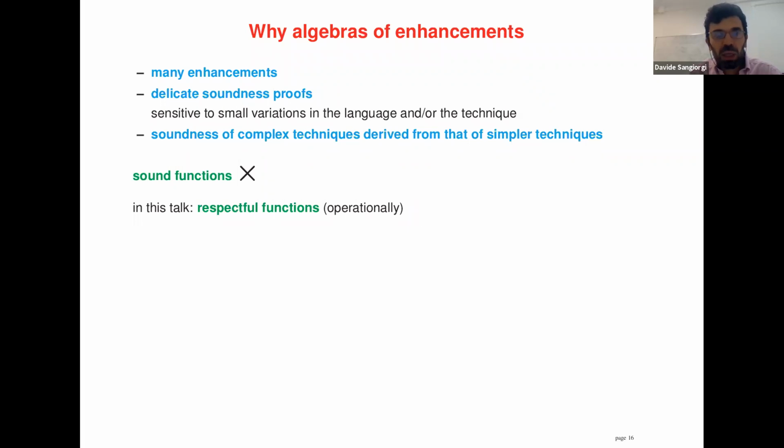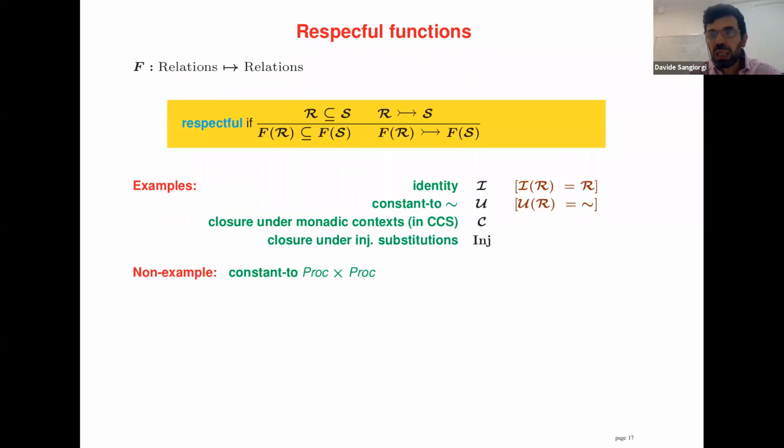So in this talk, I will give you an overview. We'll mention the respectful functions. This is a subset of sound functions that have good compositionality properties.